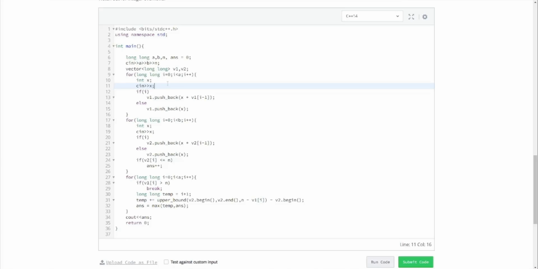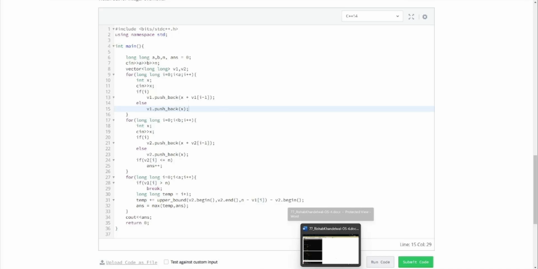We are going in a for loop, i equal to 0, i less than or equal to a, i++. So here we are taking the input as x, and if the ith value is 0, we are directly adding it into our vector with the push_back function. But if the ith value is not 0, then we go into this if condition, adding the summation of it.